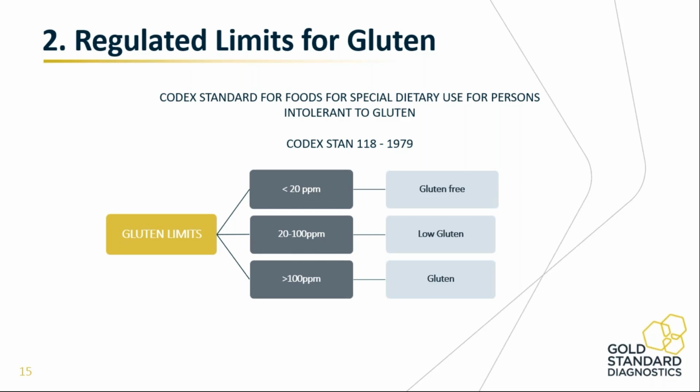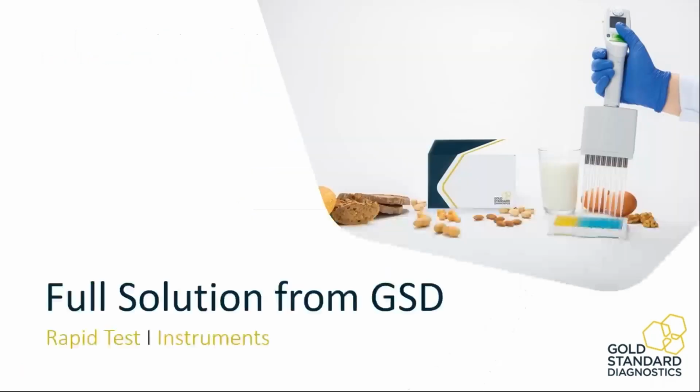So to be honest, the second option, between 20 and 100 ppm, low gluten content, is not really something that the industry uses a lot because it's not really practical for the celiac patient. So usually below 20 is labeled as gluten-free, and above 20, it is indicated as an ingredient or as containing gluten.